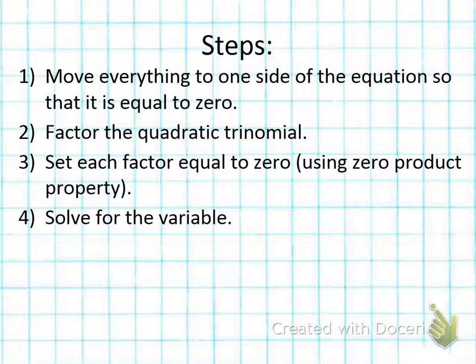Once you do that, you're going to factor the quadratic trinomial. So that's just something that looks like ax squared plus bx plus c. You're just going to factor that using Xbox most of the time like we've been doing. You should still probably look for a GCF. And then after that, you're going to set each factor equal to 0.